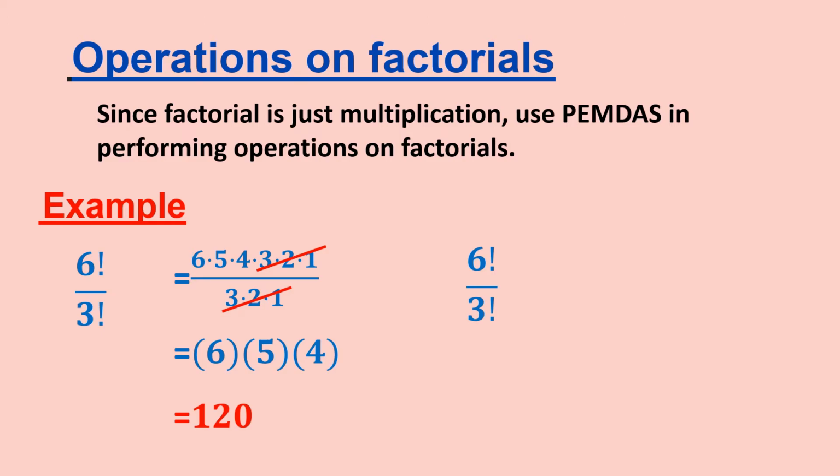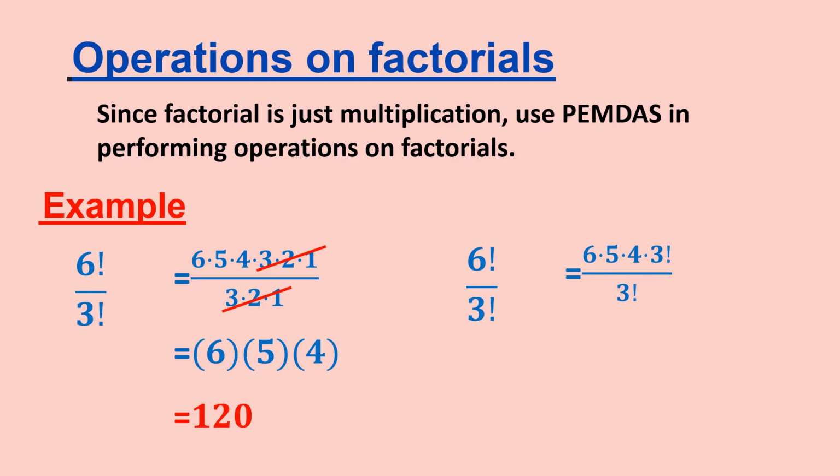So since we have 6 factorial over 3 factorial, what we're going to do is to expand 6 factorial up to 3 factorial so that we can cancel the 3 factorial on the numerator and denominator. And that will give us this one. So 6 times 5 times 4 times 3 factorial over 3 factorial.